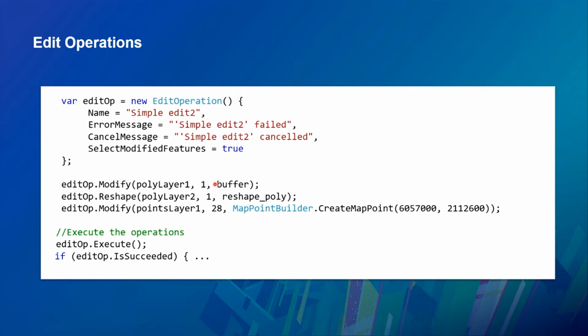And I said in a lot of cases, you don't really know what the OID of the feature is. Maybe it's come from a selection set. Maybe it's come from a search that's returned a cursor, for example. So cursors are alive and well in Pro. We don't really show you that during this session. I think they do in the later sessions. Reshape, modify, some extra stuff on the end there, and then the execute. So that's the typical pattern that you would be using for an edit operation.